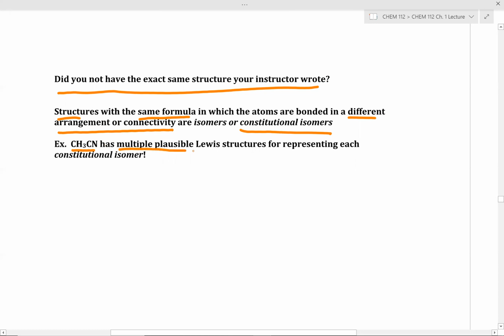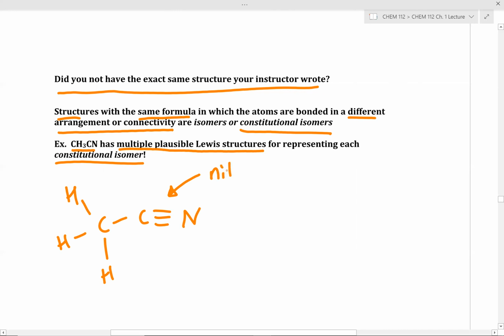CH3CN has multiple plausible Lewis structures for each constitutional isomer. Now, if we're just using the functional group method, we can draw the first major Lewis structure for CH3CN. This CN arrangement of bonded atoms is known as a nitrile functional group, which we'll talk about in more detail in a moment. So this is one of our valid structures for CH3CN. It is not the only valid structure.